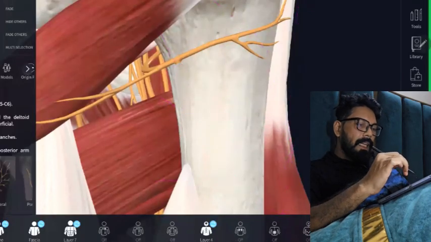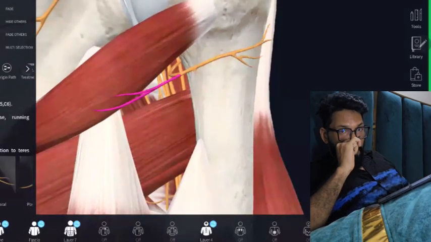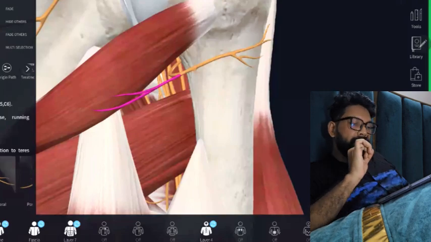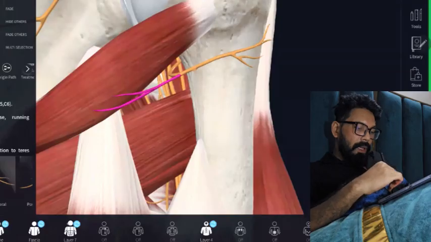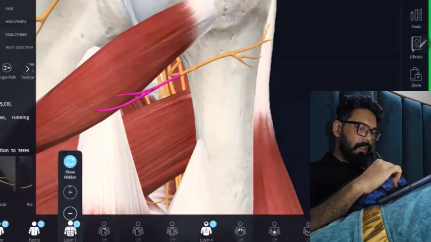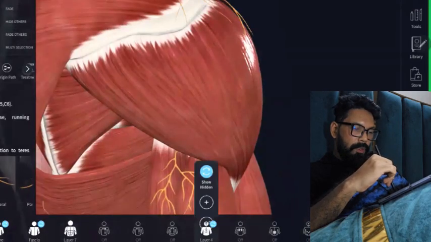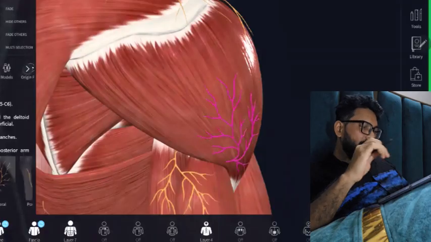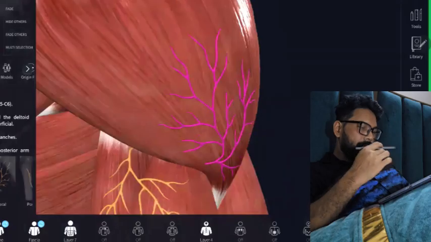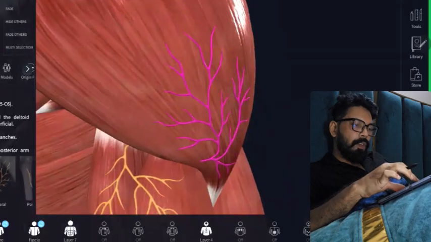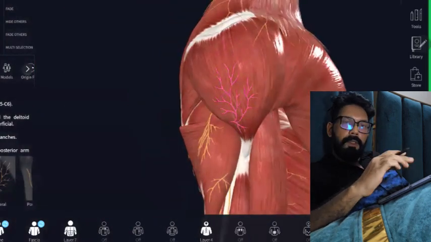So this axillary nerve, what will it do? See, it has muscular branch. Almost all have muscular branches, right? But here's a catch. Let me add the deltoid, and I will show you what happens. See, this area is from axillary nerve. Only this area. Let me show you from the side. Only this area is from axillary nerve.